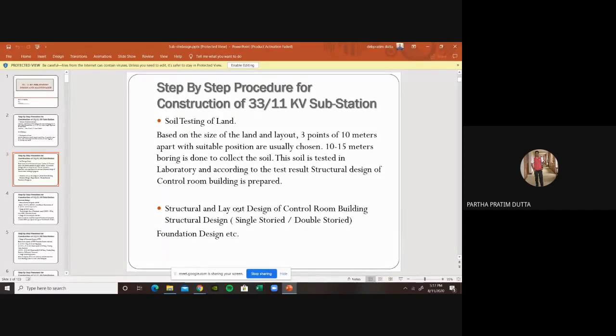Based on the bearing capacity of the soil, we usually build the structural and layout design of the control room building. That may be single story, that may be double story. I have said earlier, foundation design and everything has been discussed. Since this is not the civil portion of the construction webinar, I don't want to go into detail of this. I just want to let you all know how the construction will be done, and a little bit of civil part we have to come through. That's why I just want to put it there.